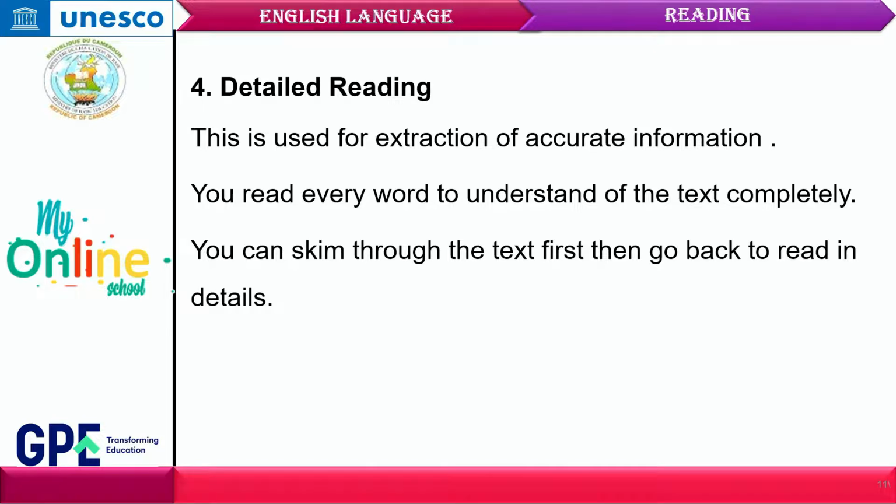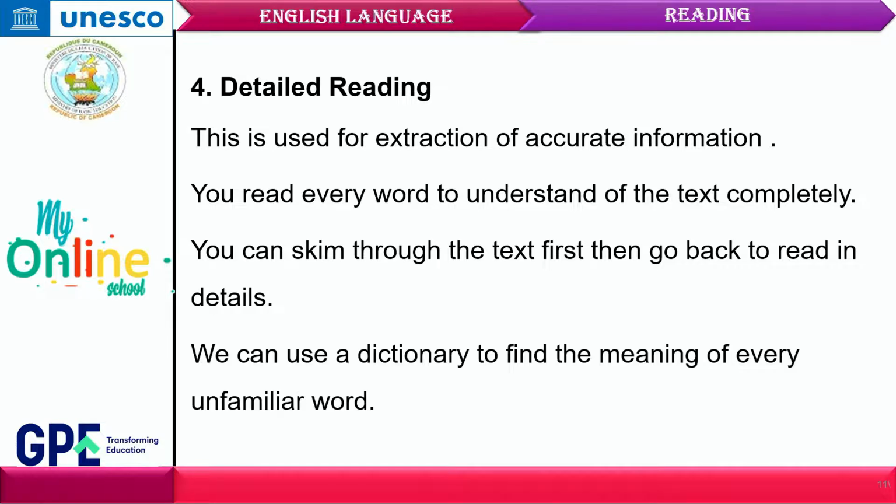You can skim through the text first, then you go back to do reading in details. You first skim through the text quickly, get the general idea, then you come back to read in detail. You can use a dictionary to find the meaning of every unfamiliar word because you want to understand every detail found in the text. I hope you are following. And now the last one is speed reading.